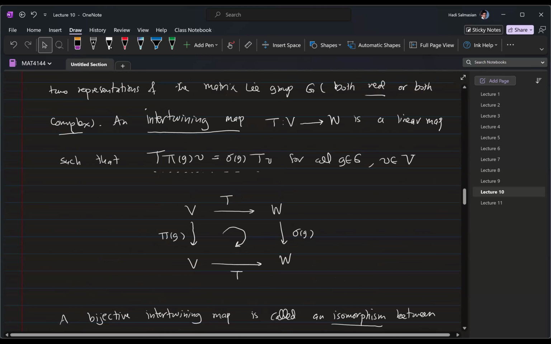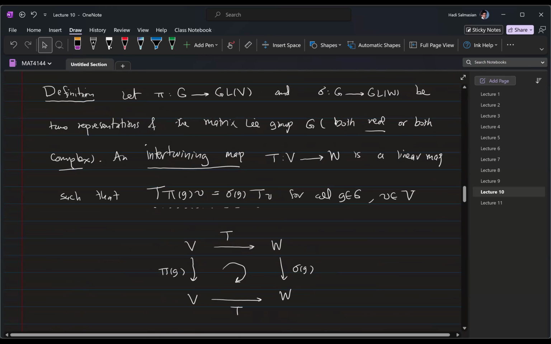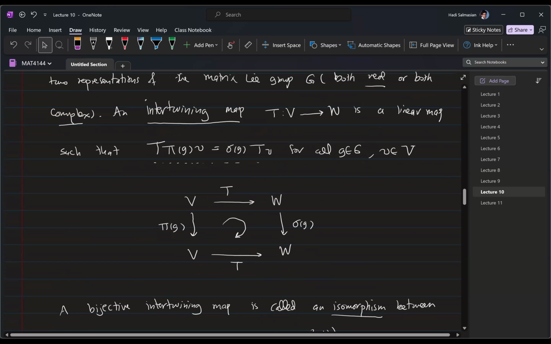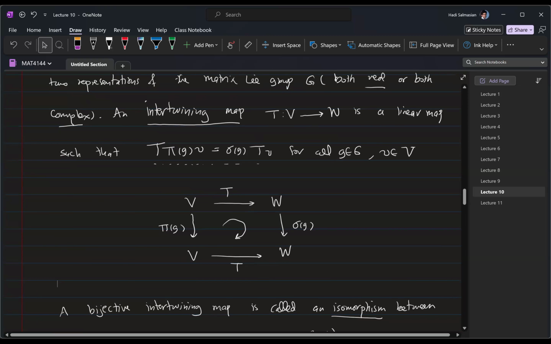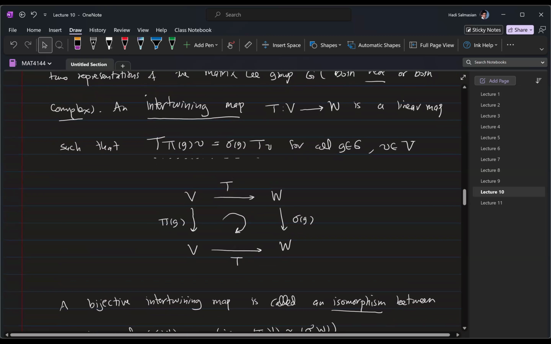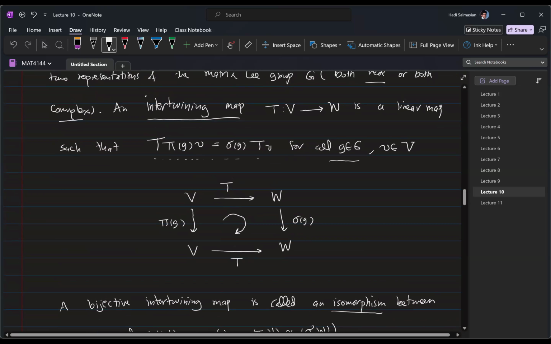Yeah, and then we saw the concept of morphisms in the category of representations, or rather intertwining maps, which are maps between representations that commute with the actions. We have two representations V and W of a group G, and an intertwining map from V to W is a linear map that makes the diagram commute with the actions of all elements g of G.